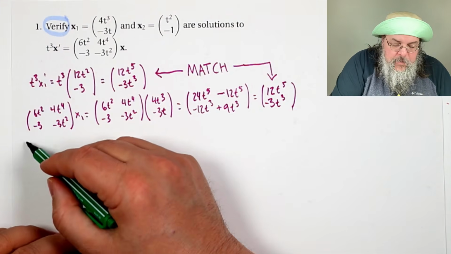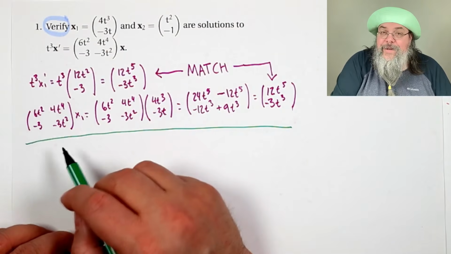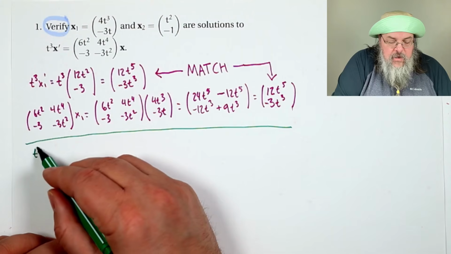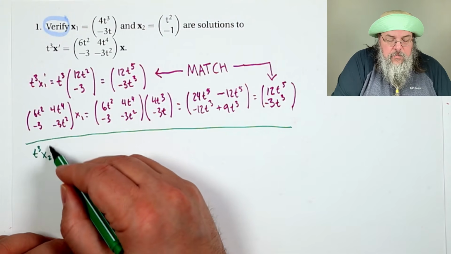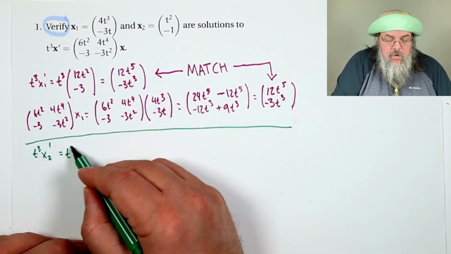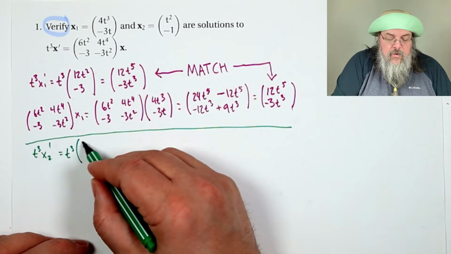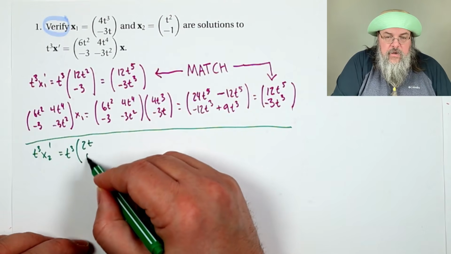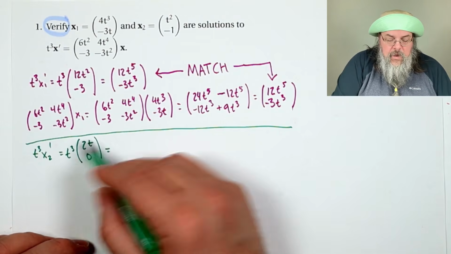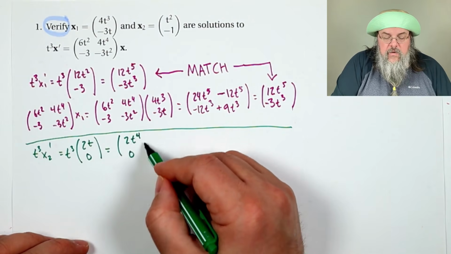Well, that was an idea so nice, we do it twice, because this is x1. Repeat for x2. So we have t cubed x2 prime, right? Plug it into the left-hand side. Well, that's t cubed times, take derivatives, derivative of t squared, 2t, derivative of negative 1, 0. And what do we have? Well, multiplying in, that gives us 2t to the fourth and 0.